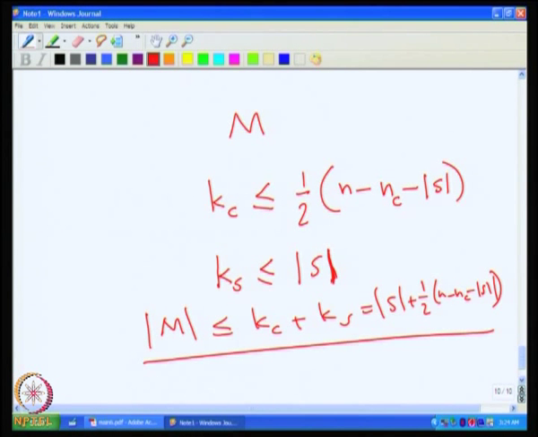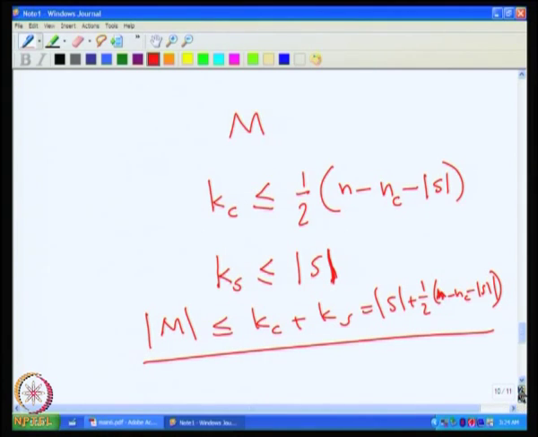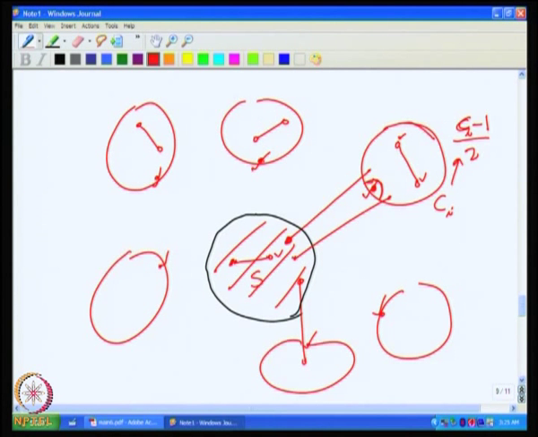Now we can see that this is not only an upper bound, there are some matchings which achieve this bound. Any matching M has cardinality at most the cardinality of S plus half of N minus NC minus cardinality of S. But if we consider this kind of matching, let's go back to our picture. Here it's clear that because this is a factor critical graph, you can first get a matching of S versus the components by the first property. You can get each vertex of S matched to some vertex in the components, one matching edge going from each vertex of S to a vertex in a component, and then we will be able to match off the rest like that, right?